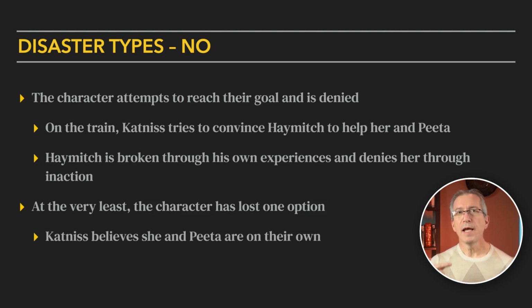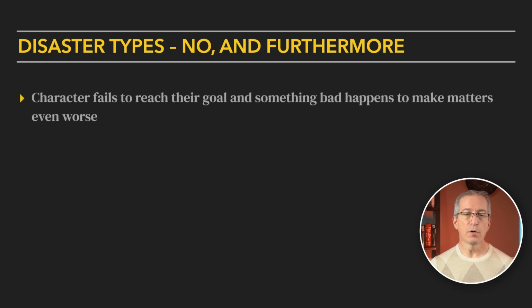Now also note that Haymitch does eventually engage with them and help them. That comes later. But for this particular scene, this was a "no" disaster. And also when we say disasters, it doesn't mean it's permanent. It may just mean the characters have to try a different way to get what they want. And then we have "no, and furthermore." So the character fails to reach their goal, and something bad happens to make matters even worse.